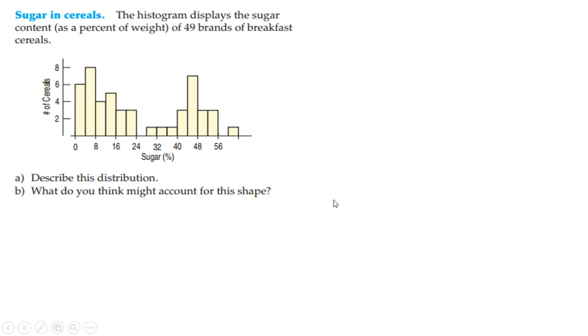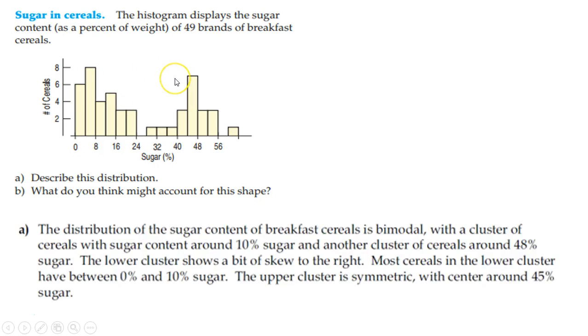This is a histogram, and it displays the sugar content of 49 brands of breakfast cereals. And we're supposed to describe the distribution by what it looks like. What do you think might account for this shape as well? As you're looking at the shape, it looks like we have two big chunks here. That's where they want us to describe what we call SOCS. Like, how does it look? What's the shape? What's the spread? Is it skewed? Are there outliers? What's the center? Things like that.